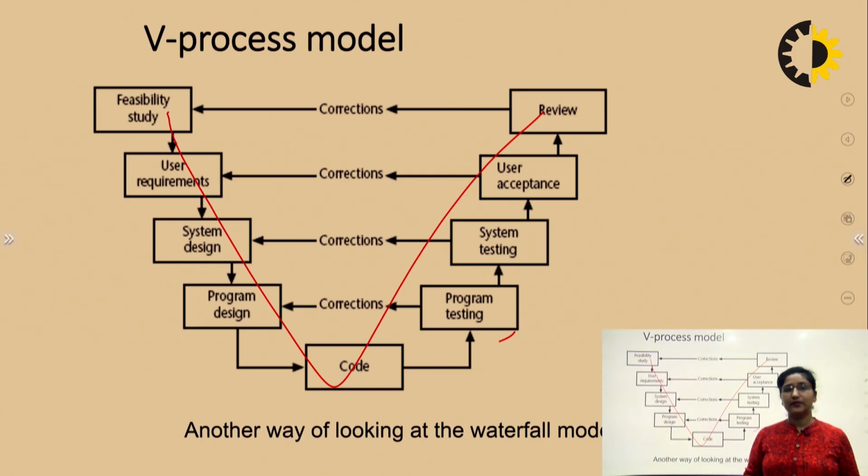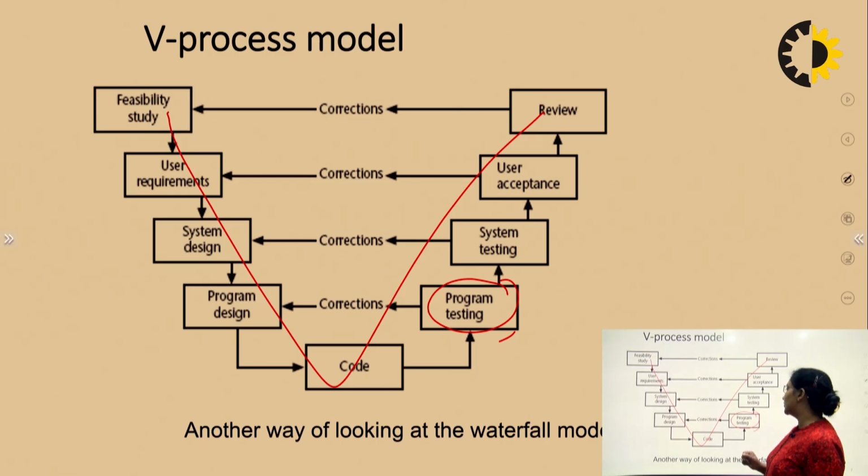Now, what is the V-shaped model advantage? The advantage is that if we are at the program testing part, here also we move in the forward direction, we cannot move in the backward direction. So the arrows are shown as they are: feasibility to user requirement, to system design, to program design, then to code. Now if we are at the program testing and we need some corrections to be done in it, how can that be done?